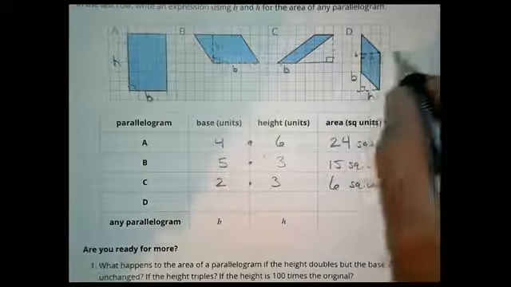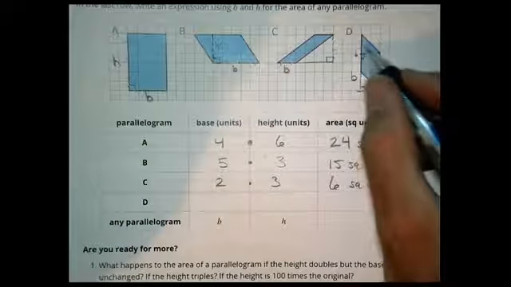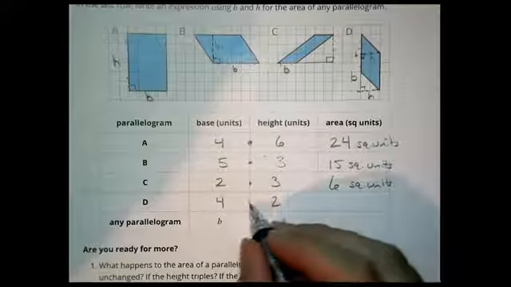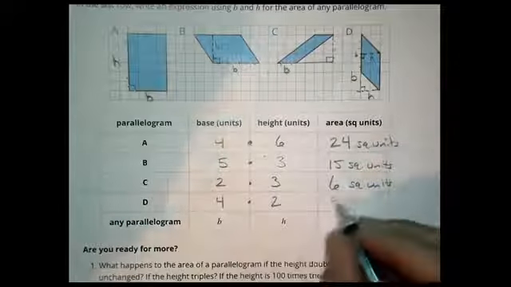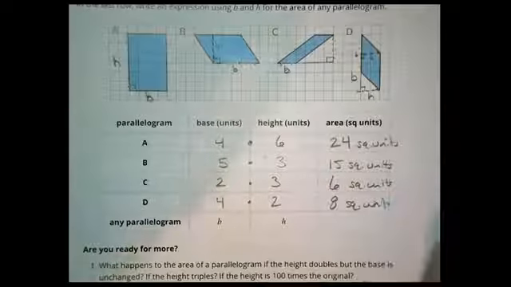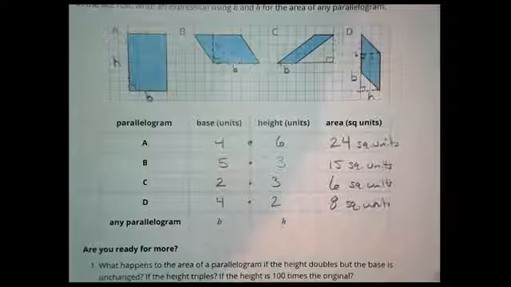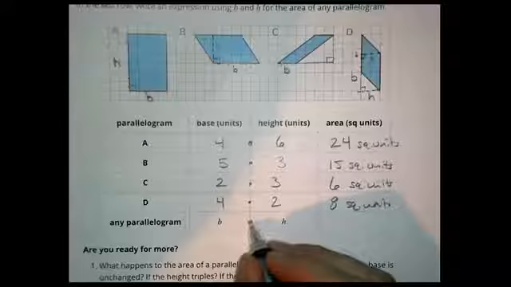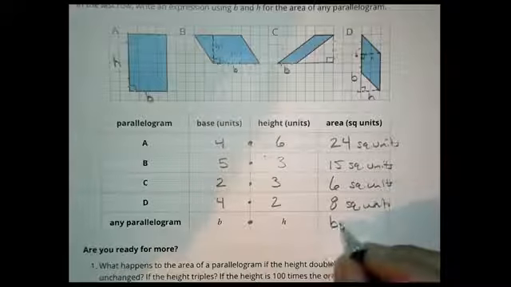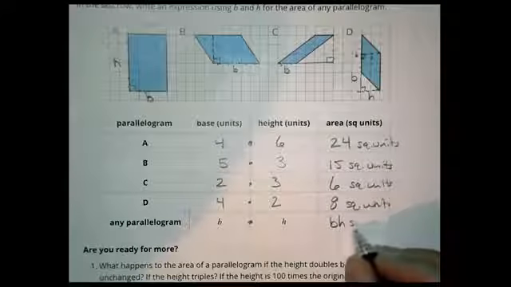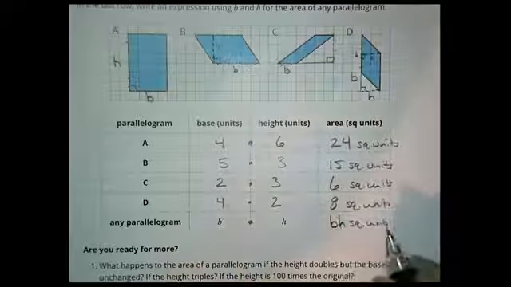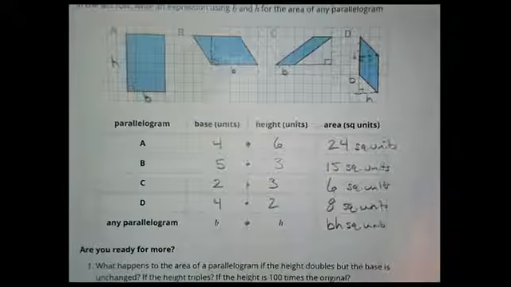Here, in this case, my base is going to be 1, 2, 3, 4, and my height is 2. 4 times 2 is 8 square units. So for any parallelogram, we take the base, multiply by the height, and it gives us our area, which is going to be BH square units. Multiply those together. Alright, pretty cool.